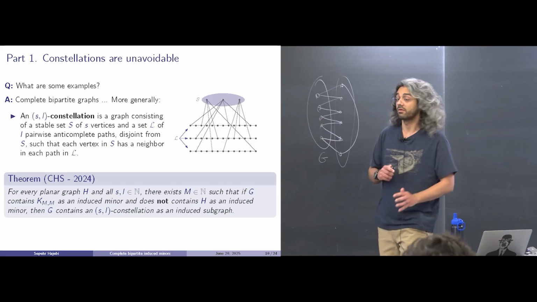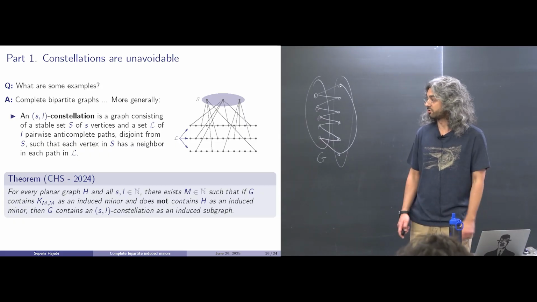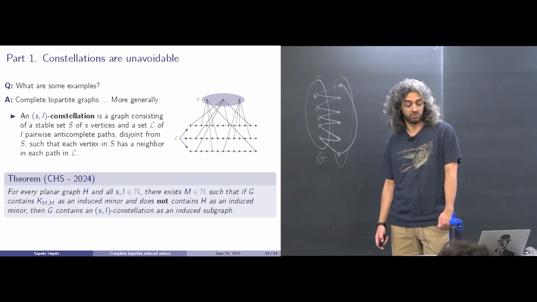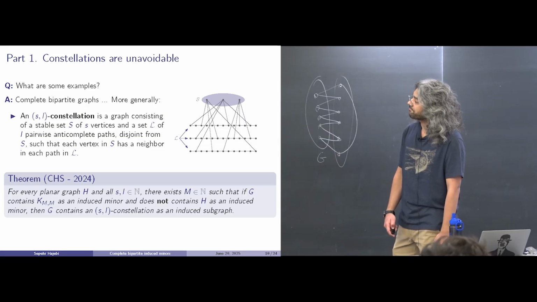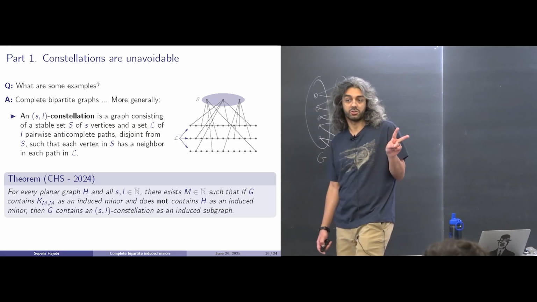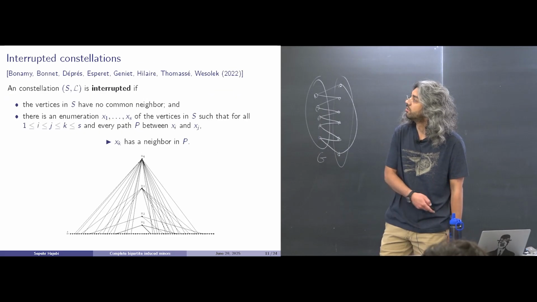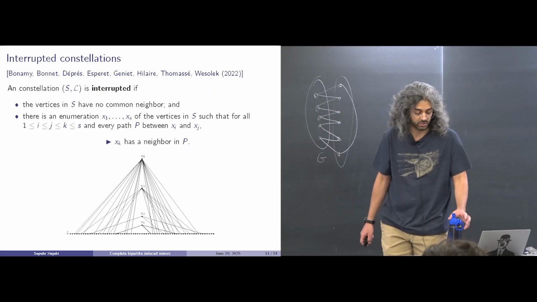And that is the second half of the main result that I'm going to spend pretty much the whole rest of the talk telling you about. So essentially, it turns out that you only need to think about two types of constellations. The first one is what we call interrupted constellations.